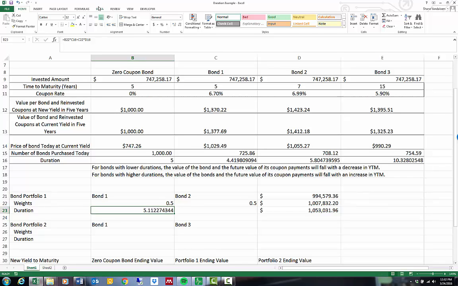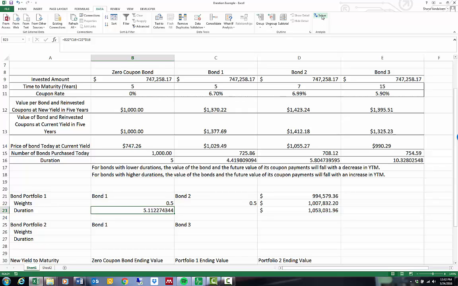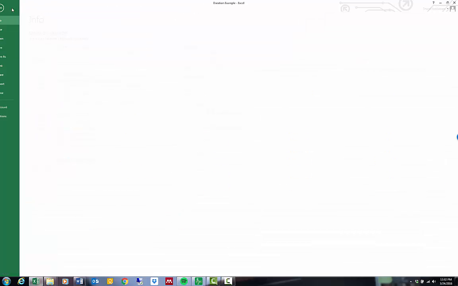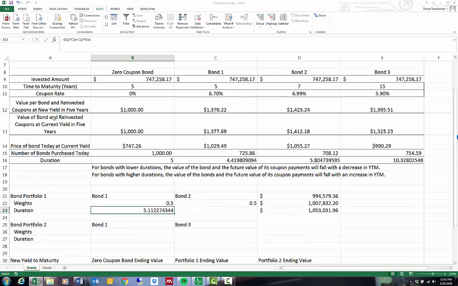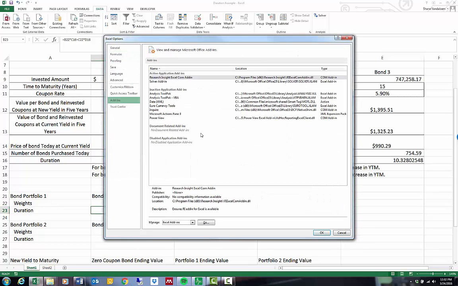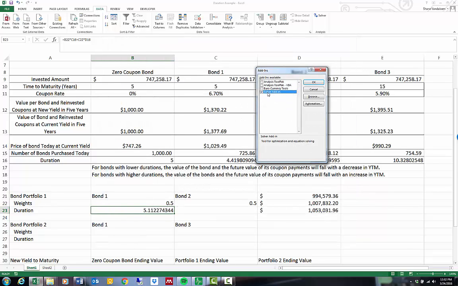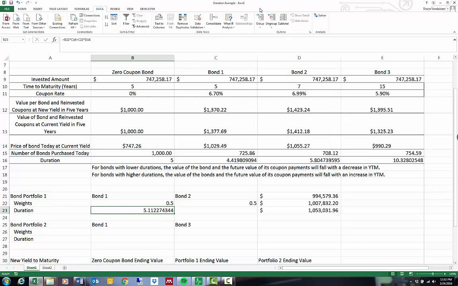So I'm going to go to Data, and I have Solver up here, but if you don't, let me show you how to get there. I go to File and Options, Add-ins. Down here it says Excel Add-ins, so I'm going to go. And if this box is not selected, go ahead and select Solver Add-in, then press OK.